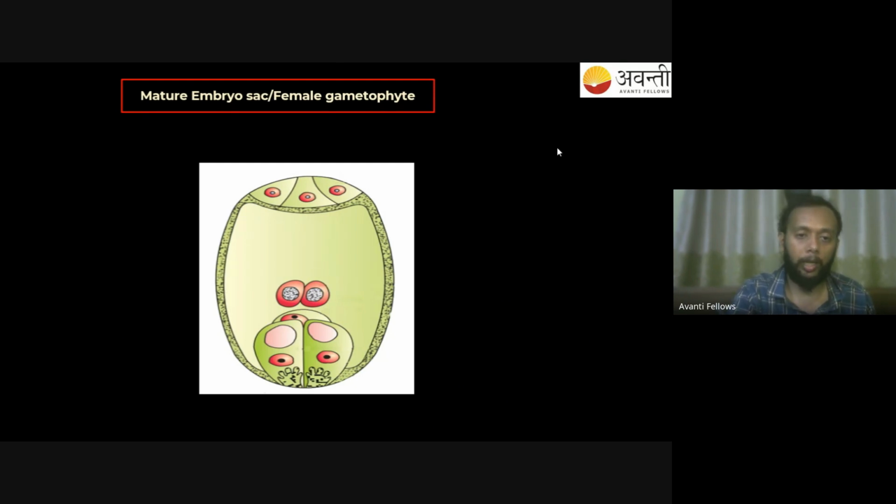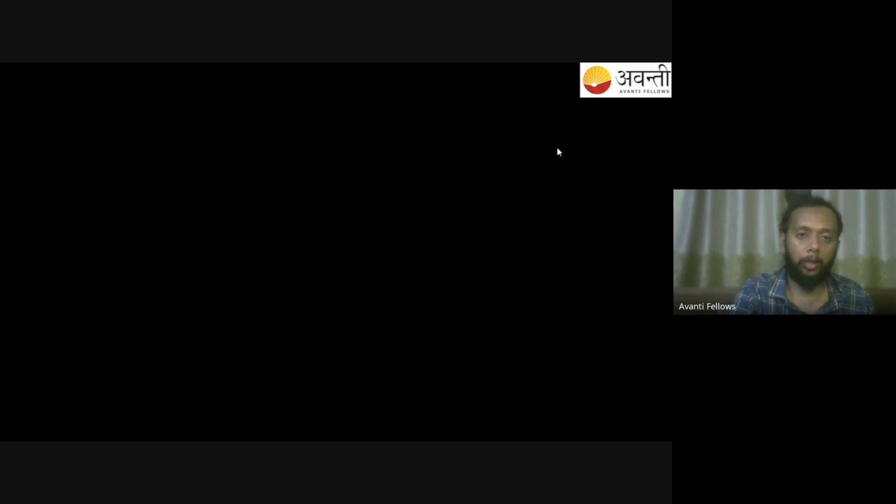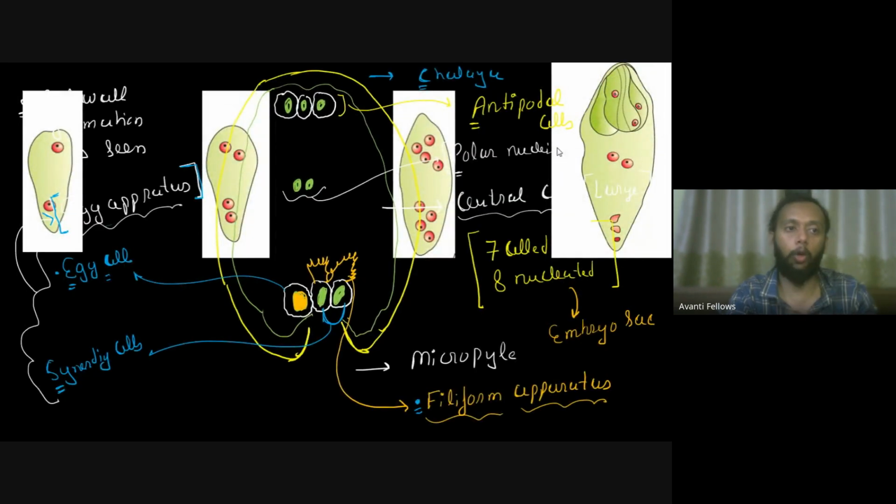This is how the mature embryo sac is going to look. Now you can see the mature embryo sac, and here the picture is getting overlapped. You have 2 nuclei after a single mitosis, and after 3 rounds of mitosis you will have 8 nuclei, and then they arrange themselves in particular cells in the embryo sac.